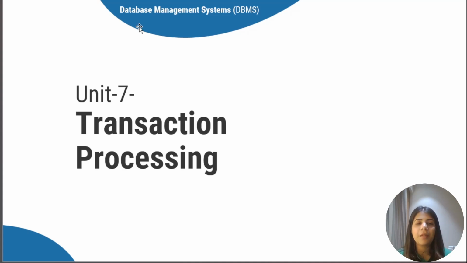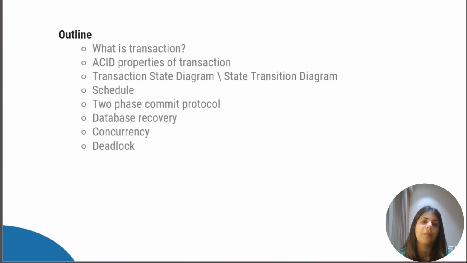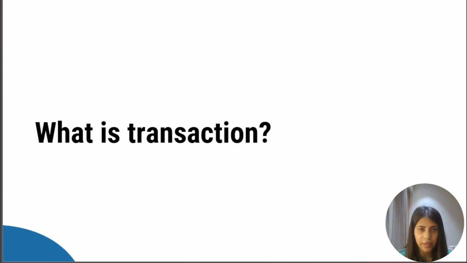We are covering database management system as a subject, and today we are going to cover unit 7, which is transaction processing. In this unit, we will be covering the following topics like what is transaction, what are the ACID properties of transaction, transaction state diagram. We will understand what is schedule, two-phase commit protocol, database recovery, concurrency, and deadlock. So without wasting any more further time, we will start with our first topic, what is transaction.